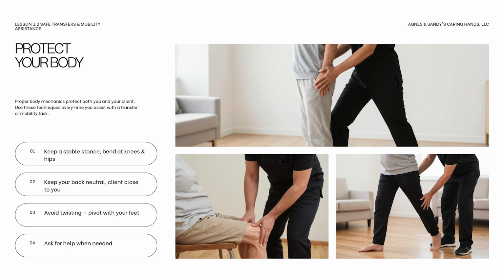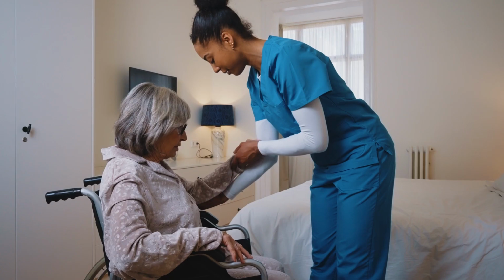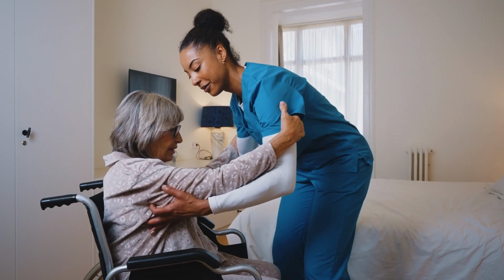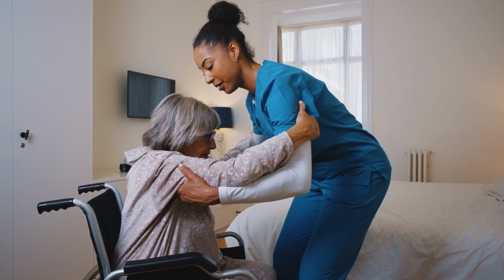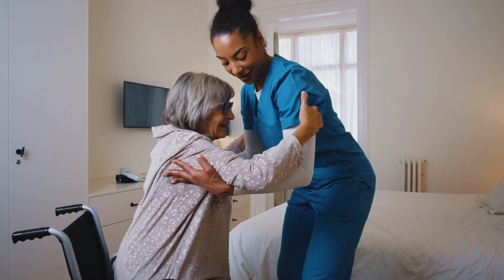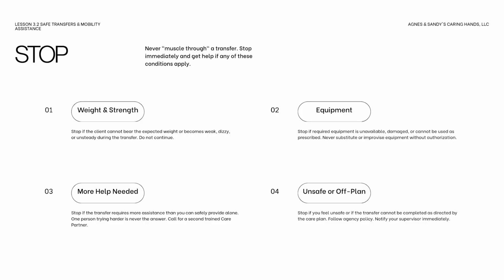Care partners can also be injured during transfers. Back, shoulder, and muscle injuries often occur when caregivers lift incorrectly, twist while supporting weight, or attempt transfers that require more help than they can safely provide. Keep a stable base of support. Bend through your knees and hips rather than bending at your waist. Avoid twisting your back. When changing direction, move your feet and turn your entire body rather than twisting through your spine. Never attempt to physically overpower a transfer.